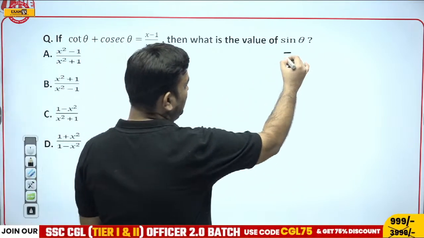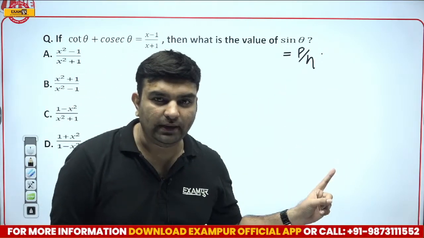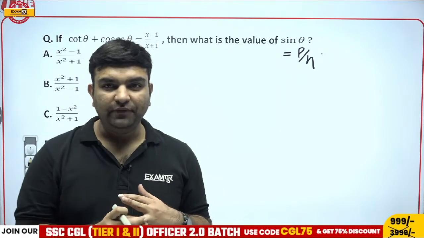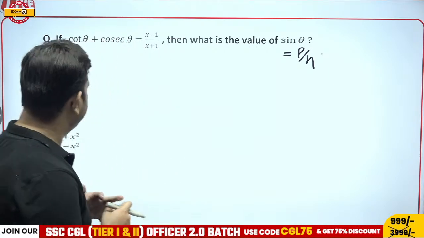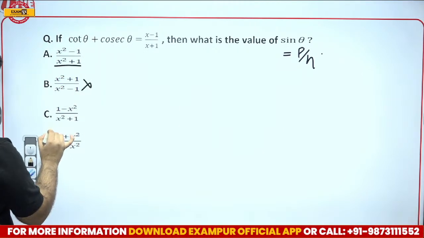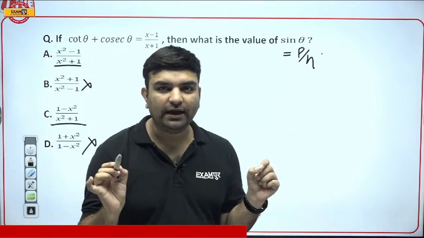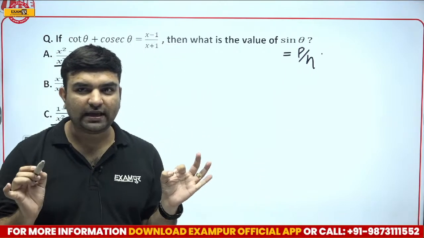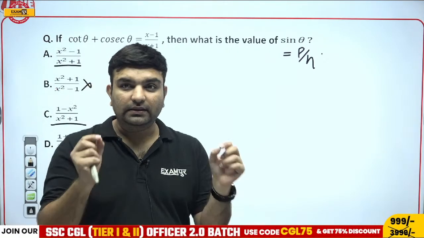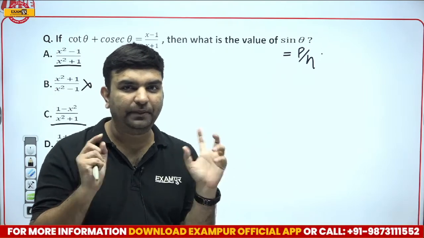Sin theta is perpendicular over hypotenuse. So definitely the denominator should be the largest. 1 plus x square is the largest side. Gone. Guys, after 1 second only, we arrived at a situation of 50-50.